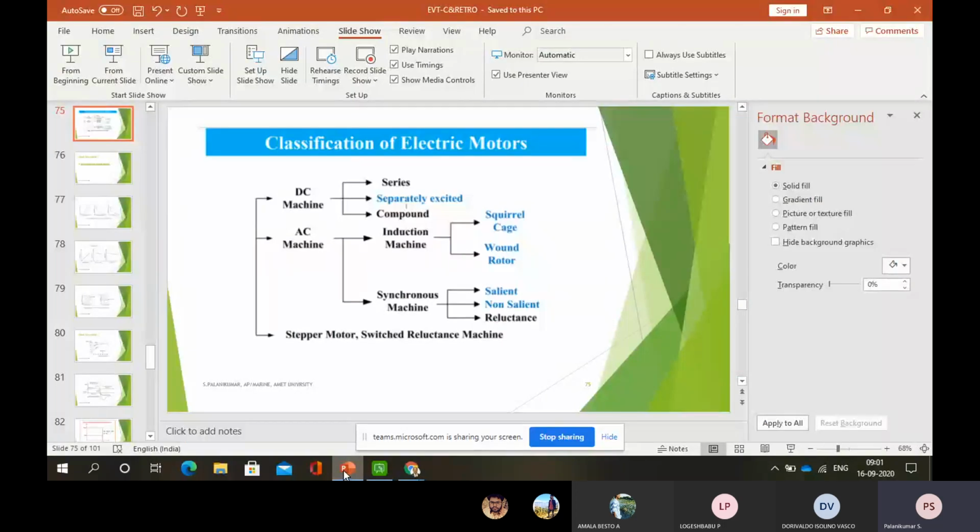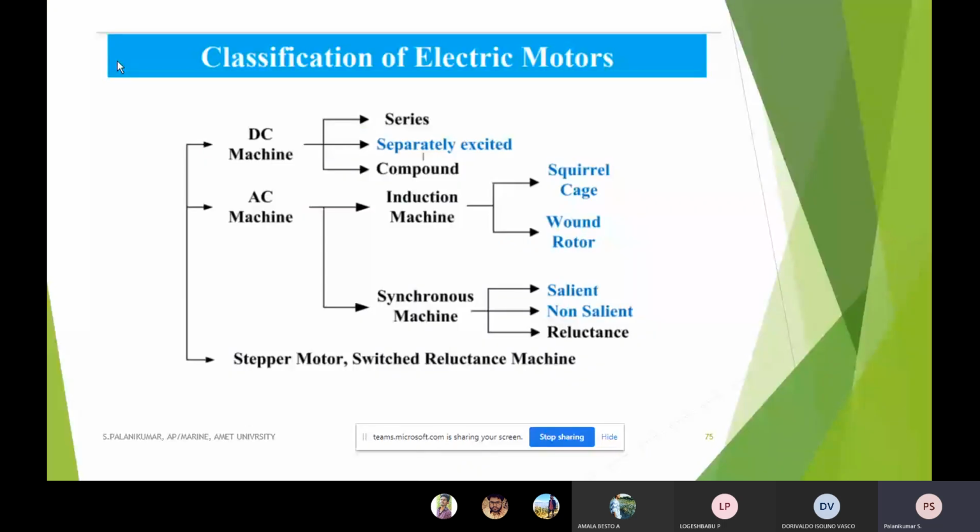Okay. So last class we started discussing the classification of electric motors. Broadly, these are classified into three different kinds. If you classify the motors based on the supply, that is DC and AC means, we have DC machines and AC machines. Apart from that, if you classify based on applications, some special purpose machines also exist. There we have another category, called the stepper motor and switched reluctance motor. So these are the main classifications.